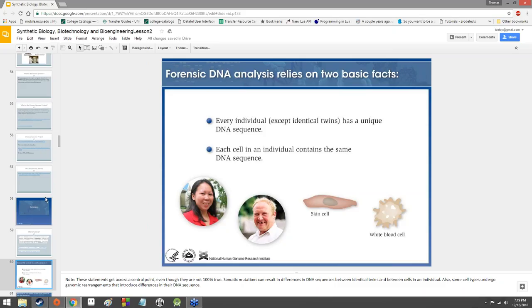So basically, forensic DNA analysis relies on these two facts. Every individual, except identical twins, has a unique DNA sequence, and each cell in an individual contains the same DNA sequence.